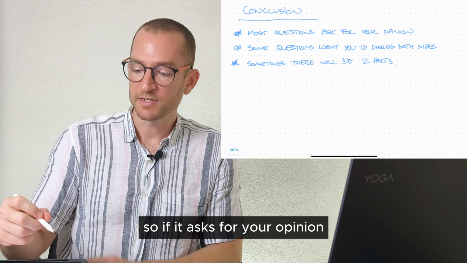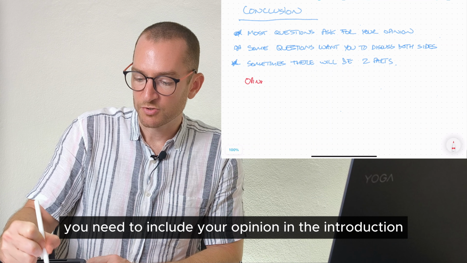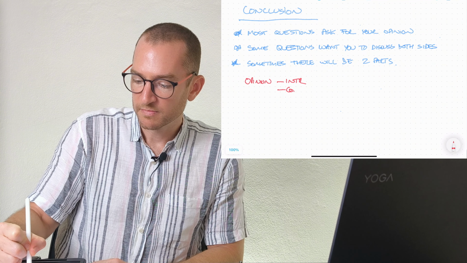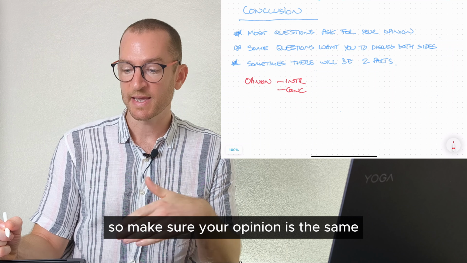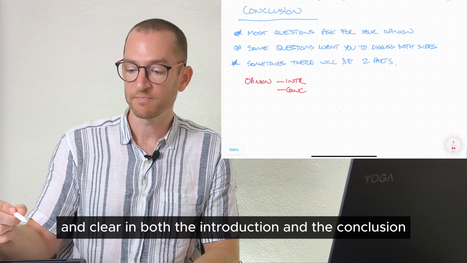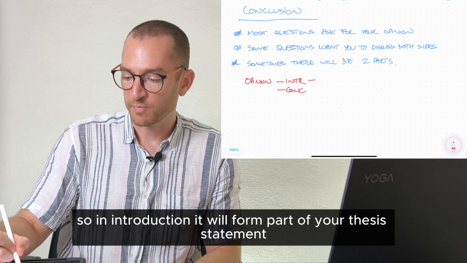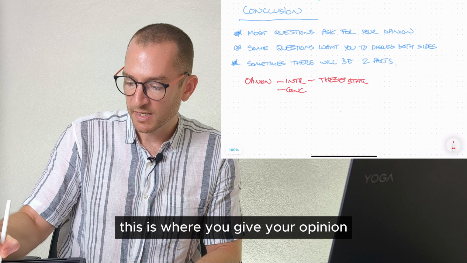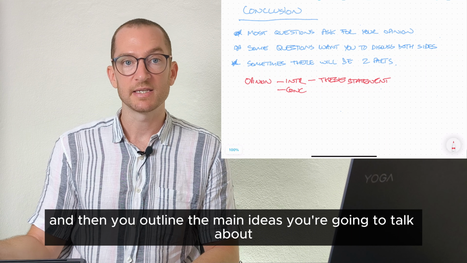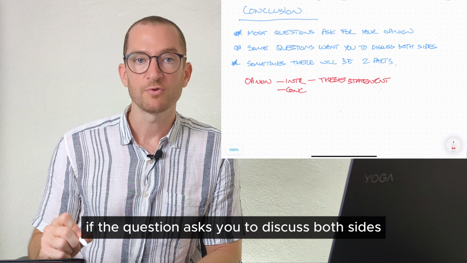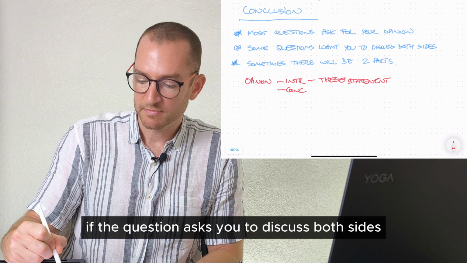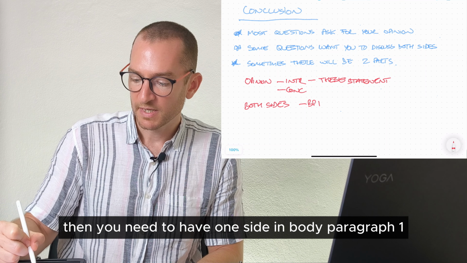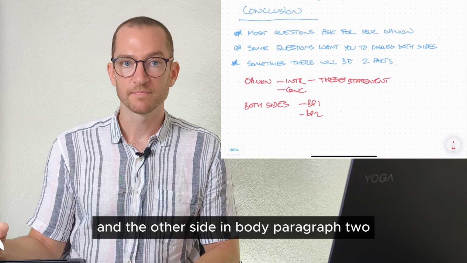So if it asks for your opinion, you need to include your opinion in the introduction and in the conclusion. So make sure your opinion is the same and clear in both the introduction and the conclusion. So in the introduction, it will form part of your thesis statement. This is where you give your opinion and then you outline the main ideas you're going to talk about. If the question asks you to discuss both sides, then you need to have one side in body paragraph 1 and the other side in body paragraph 2.